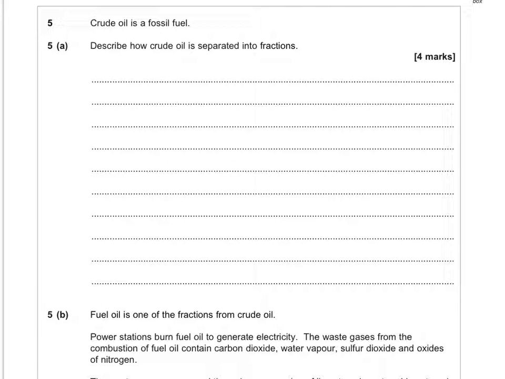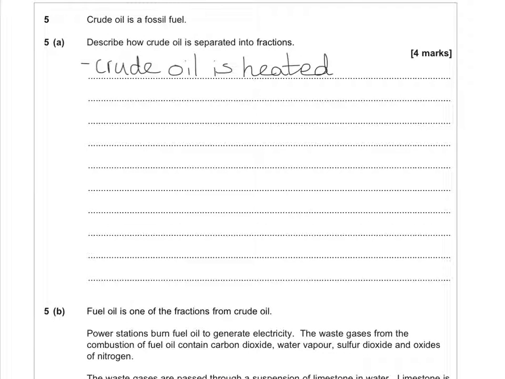Question 5. Crude oil is a fossil fuel. Describe how crude oil is separated into fractions. Now there's loads of stuff you can write here, but you get 1 mark for each point you put, so you're looking for at least 4 points to get you 4 marks. So I will bullet point the things that the marks are available for. The first one is for saying the crude oil is heated. Another mark could be for saying that the heating will evaporate the substances or the hydrocarbons in the crude oil.